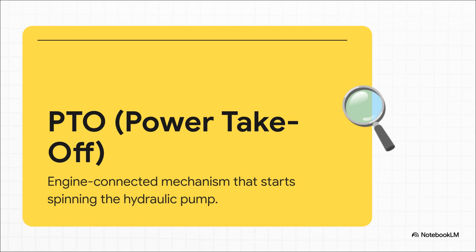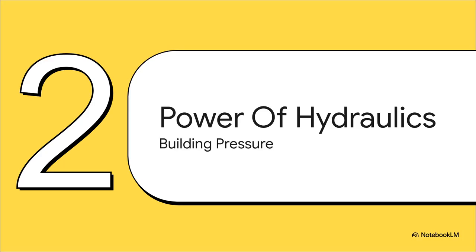Now, what does that do? Well, the PTO connects directly to the truck's engine. When the driver engages the lever, the PTO essentially grabs the rotational energy that the engine is already generating, and it diverts it. It takes that raw, roaring engine power and uses it to start spinning the hydraulic pump. So the engine is basically lending its incredible strength to the lifting mechanism. Pretty clever, right?